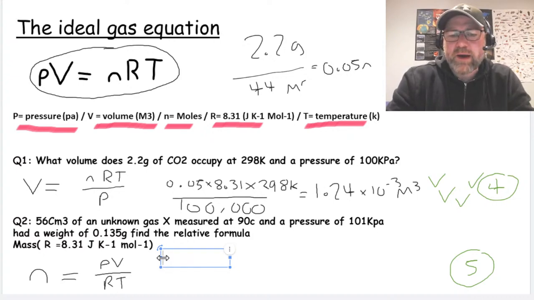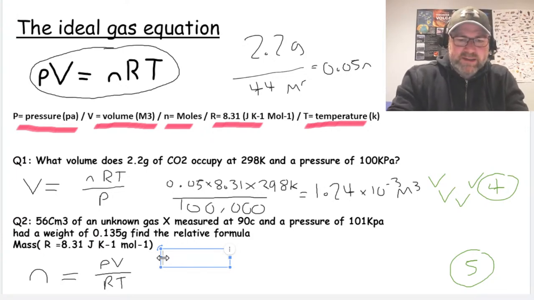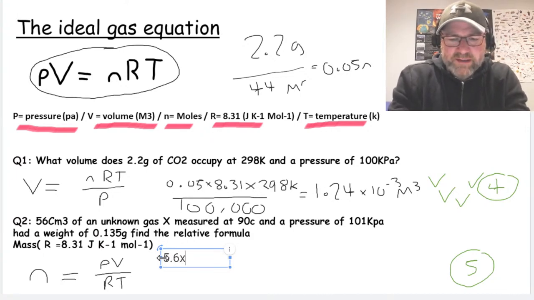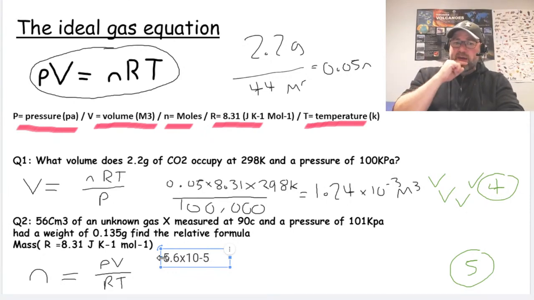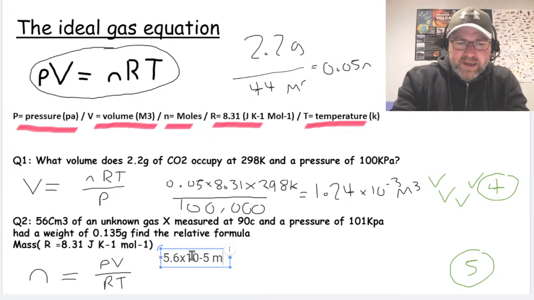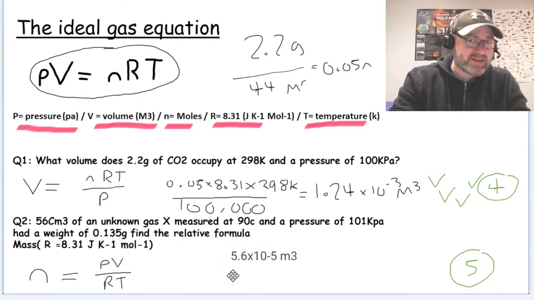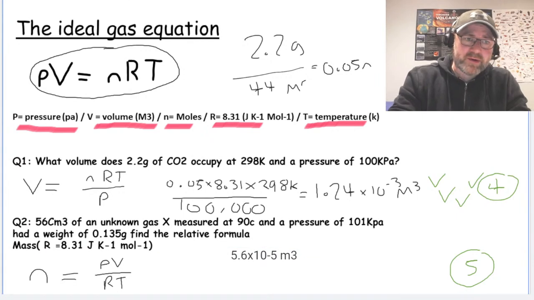And then, right. So, 1, 2, 3. It's actually easier in your calculator to times by 10 to the minus 6, isn't it? Because putting in the zeros, you can easily mess that up. So, I believe that's 5.6 times 10 to the minus 5 for the volume. And that's going to be meters cubed. So if we turn 56 centimeters cubed, I believe it's 5.6 times 10 to the minus 5.